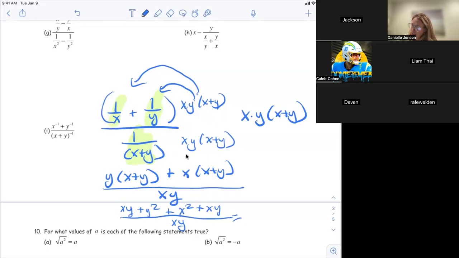Oh, I see. And then I can combine the xy's. There's 2xy plus y squared over xy. Okay, and then you can just leave it like that. If there was a greatest common factor I could take out of the numerator, I would, but there's nothing, unfortunately, I can't simplify further. So you can just leave it like that. I see. Okay, thank you very much. You're welcome.